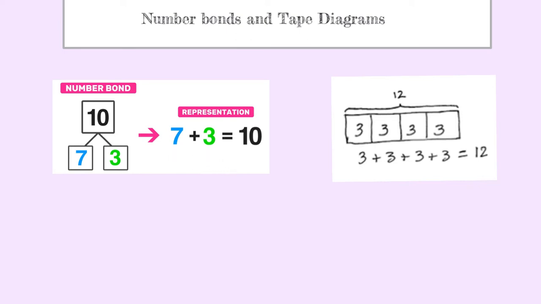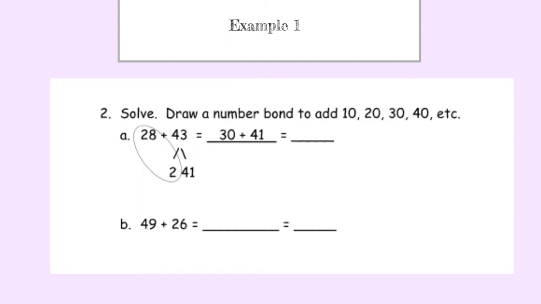Over here we have a tape diagram. Tape diagrams just help us visualize what is going on. So we see the 12, and that is split up into 4 different groups of 3. We can see this represented in 3 plus 3 plus 3 plus 3 is equal to 12. Now that we got through our vocabulary, we can get into example 1.